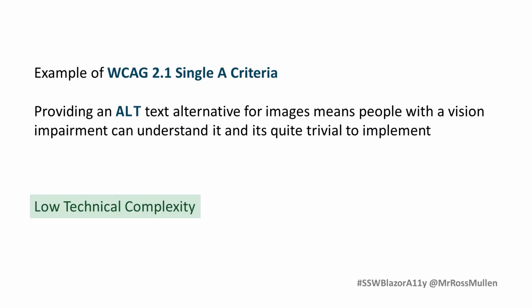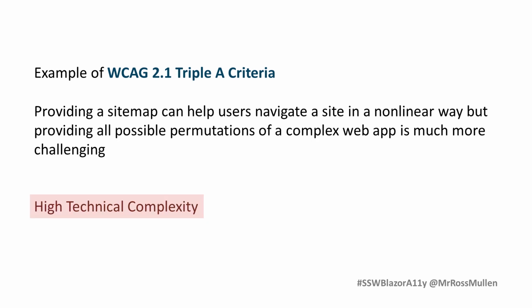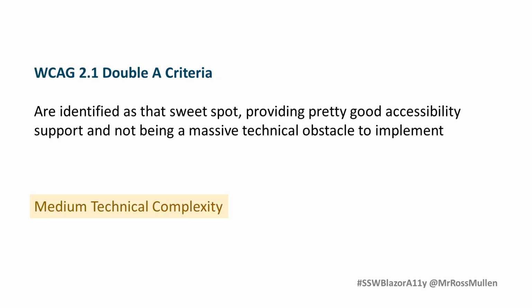For example, providing alt text for images means people with a vision impairment can understand it and it's quite trivial to implement, whereas a AAA technique is providing a sitemap. It can help users navigate a site in a non-linear way, but providing all possible permutations of a complex web app is much more challenging. AA criteria is identified as that sweet spot, providing good accessibility support and not a massive technical obstacle to implement.